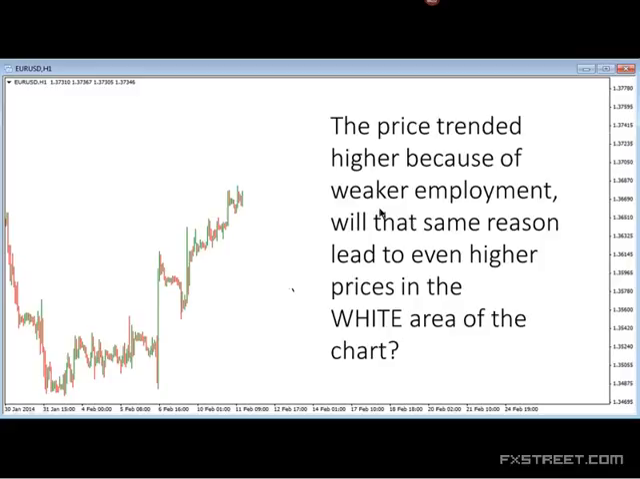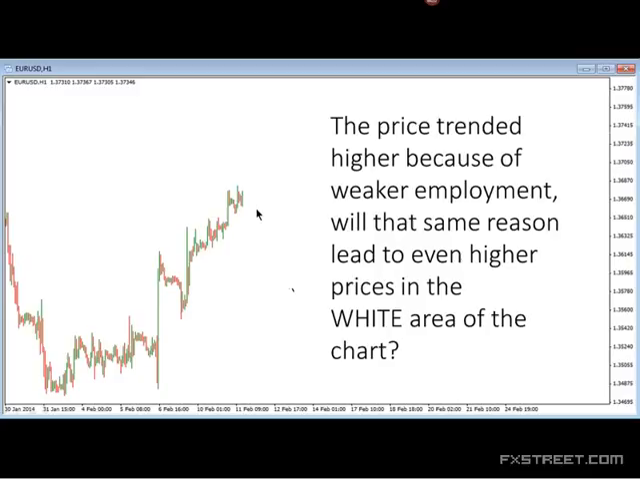This goes back to early this month. The price had trended to the upside because we had weaker employment on this day right here. The market moved, or actually, I think it was this day right here. The market moved higher, and we continued to move higher over the weekend and Monday. So when you look at this chart, you see a trend to the upside, and you have this fundamental news that the weaker employment is going to weaken the dollar, the euro is going to get stronger, the dollar is going to get weaker.